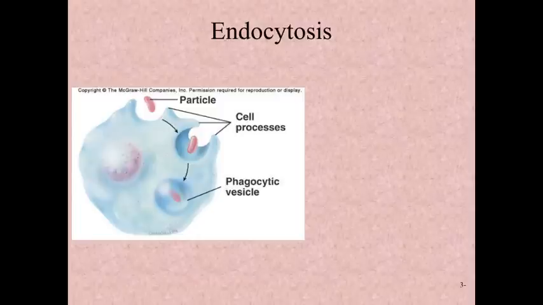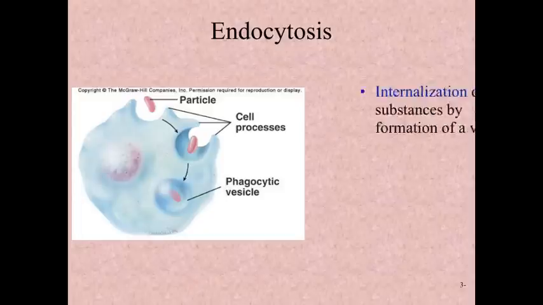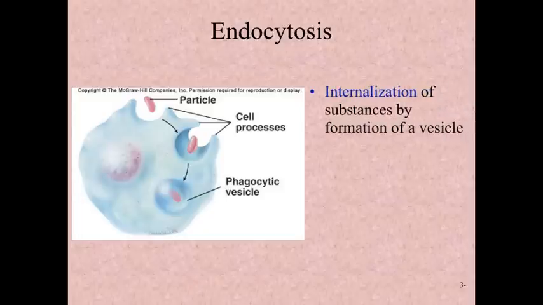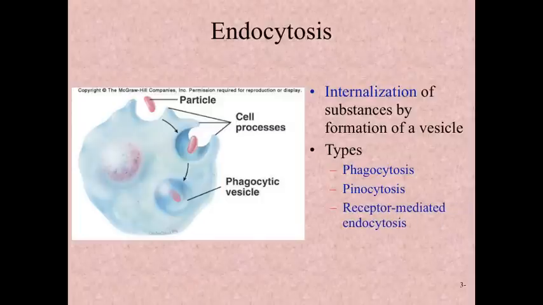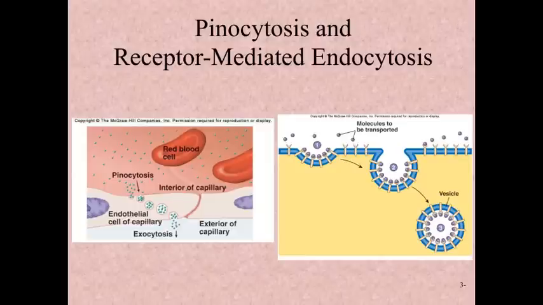So let me show you some examples of how this might work. Again, it's for internalization of substances, and we can go through a couple of different types. You sometimes hear endocytosis referred to as phagocytosis if it involves a cell that's consuming something else. Let me show you an example on this image here.